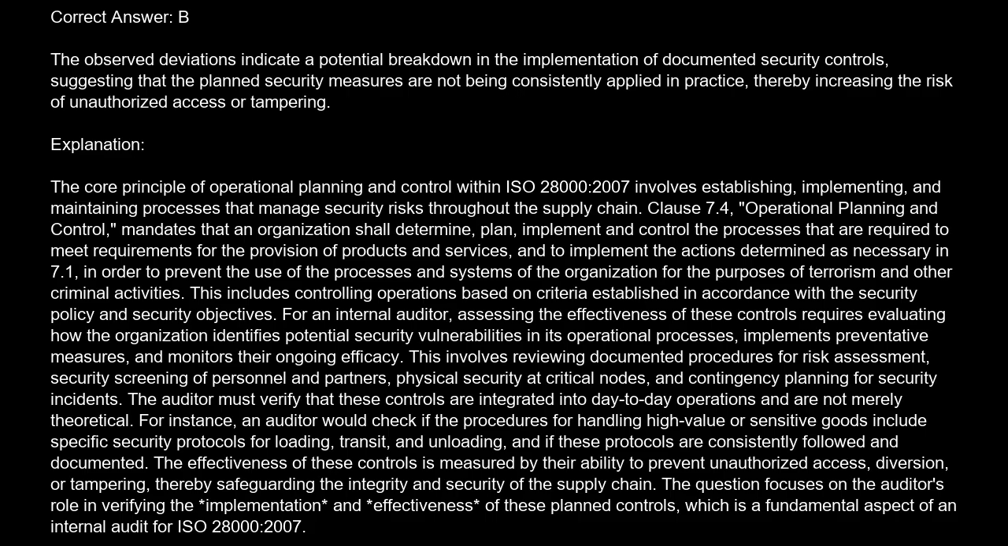and other criminal activities. This includes controlling operations based on criteria established in accordance with the security policy and security objectives. For an internal auditor, assessing the effectiveness of these controls requires evaluating how the organization identifies potential security vulnerabilities in its operational processes, implements preventative measures, and monitors their ongoing efficacy. This involves reviewing documented procedures for risk assessment, security screening of personnel and partners, physical security at critical nodes, and contingency planning for security incidents.